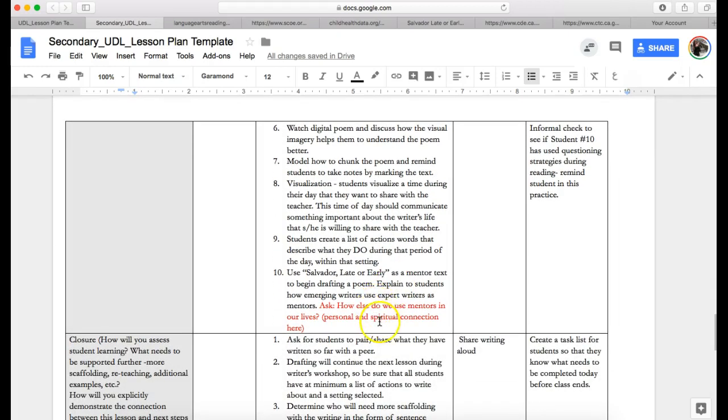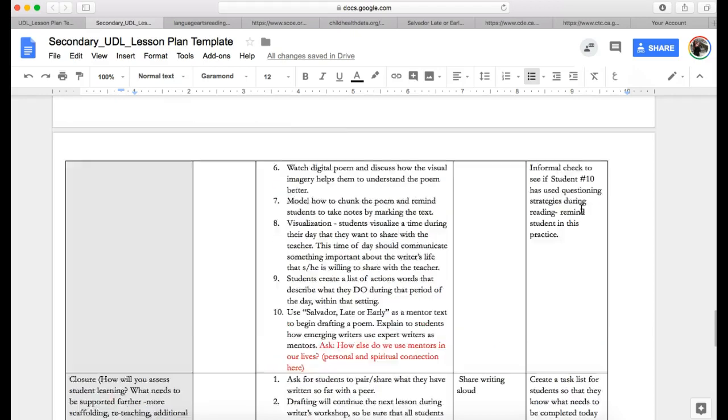So how else can we use mentors in our lives? So really starting to make that personal and spiritual connection at this point. I also want to point out that here we have an informal check to see if student number 10 has used questioning strategies during the reading, and then reminding that student about that practice.